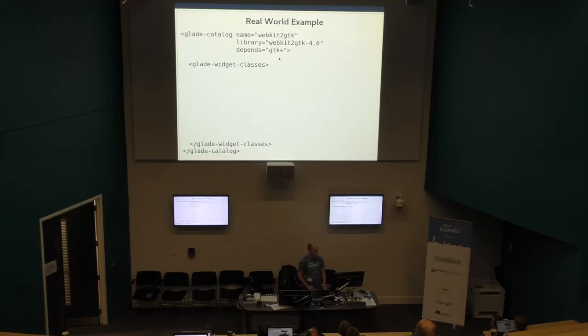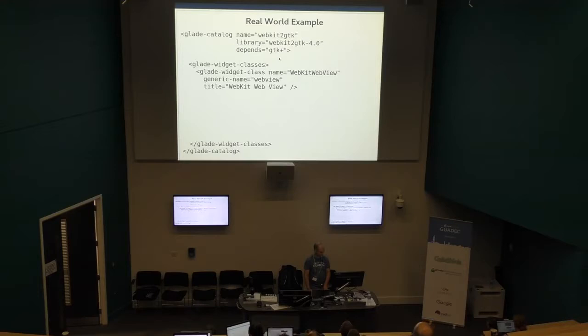So here we have the same basic structure where I set a name for the library, and then for the library, instead of writing my own library, I simply rely on the system library, which is installed by default in the system location where Glade already has access. So WebKit calls it webkit2gtk-4. And obviously it depends on GDK. And here are the classes I was interested in. WebKitWebView is the main one.